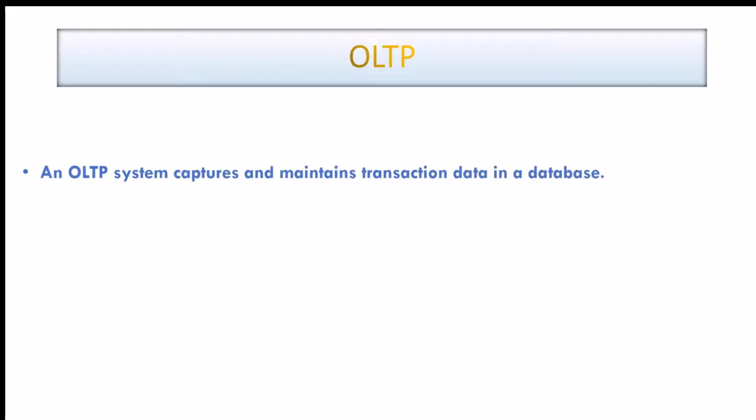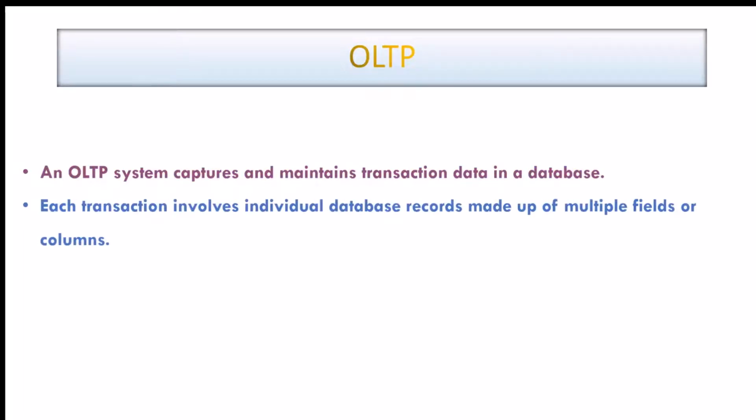An OLTP system captures and maintains transaction data in a database. For example, in a banking system, there are a number of OLTP applications that are used to create and maintain customer accounts, and they are used to maintain the transactions among the accounts. There are a number of daily operations the banking people are performing with the various online transaction processing applications.